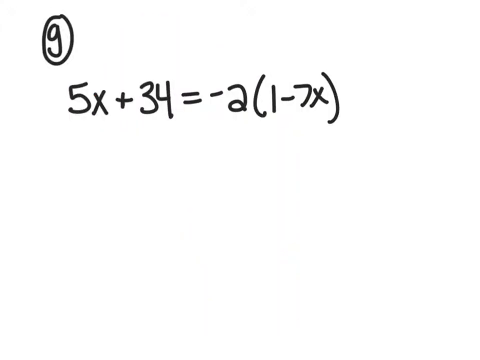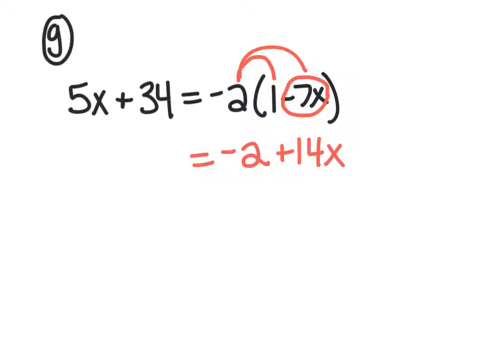Alright, here is another example. I'm checking to see if there's any like terms that can be combined, and there's not, but I do see that I have the distributive property on the right hand side of the equation. So this negative 2 will be distributed to everything inside. So I start with negative 2 times 1, which is negative 2, and then I have negative 2 times negative 7x. Negative 2 times negative 7 is a positive 14x. Okay, and then the left side just stays the same. So I bring that down.